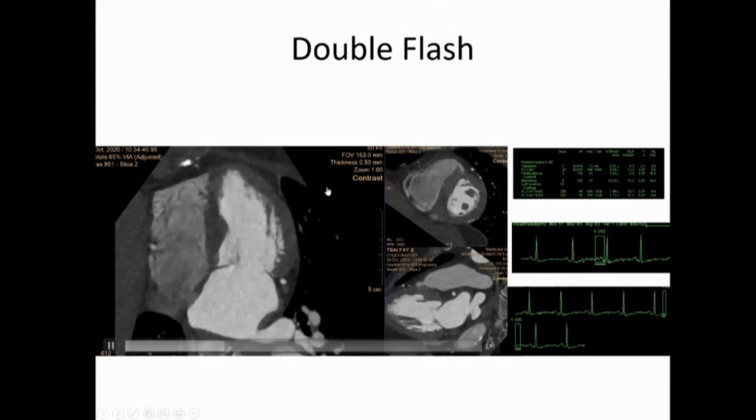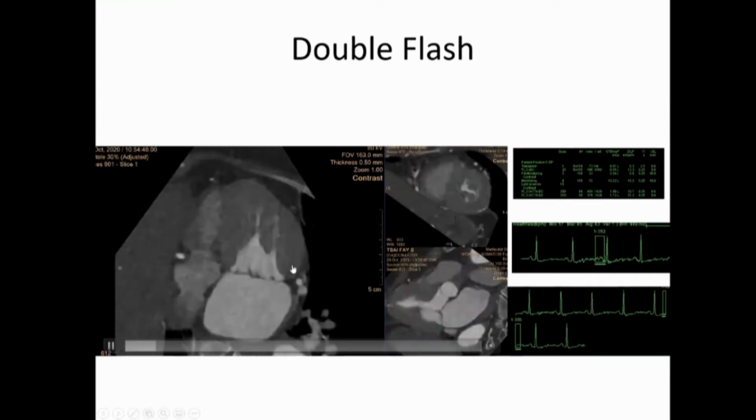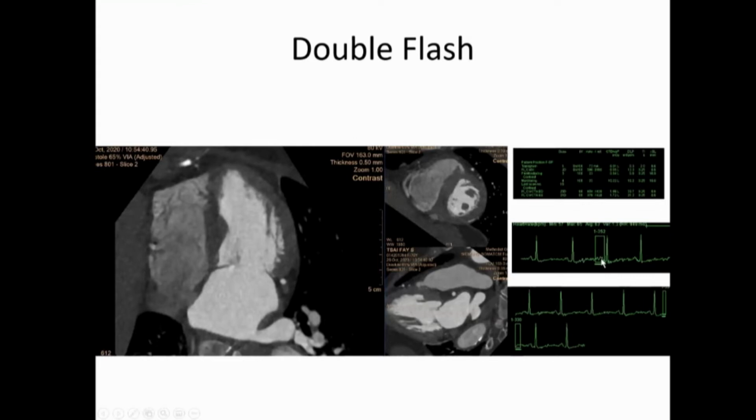Okay, the other thing that we do is called double flash. This is a case of a patient where we only take two images to look at the LV. You can see one toward the end of diastole, and the other during mid to late systole. As you can see, the ejection fraction is normal.